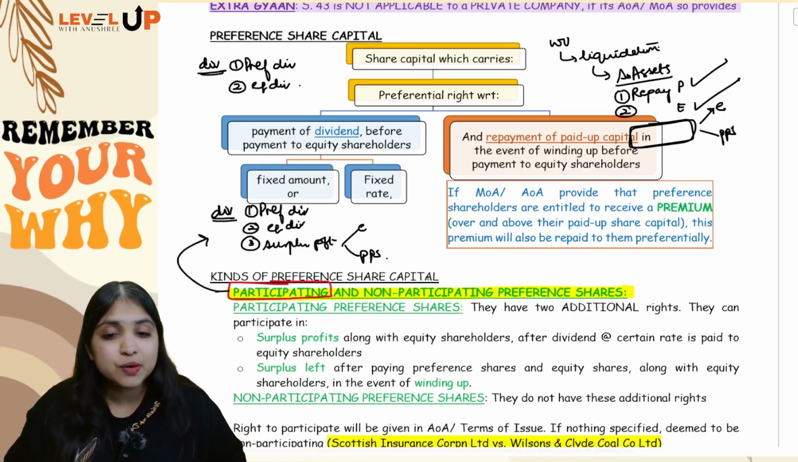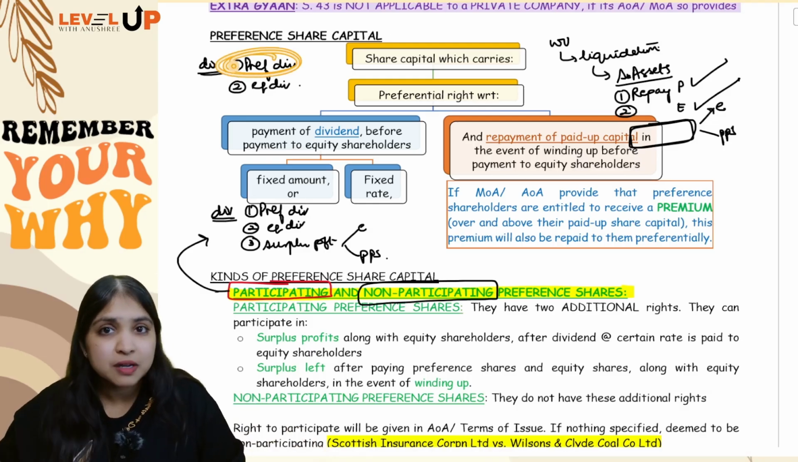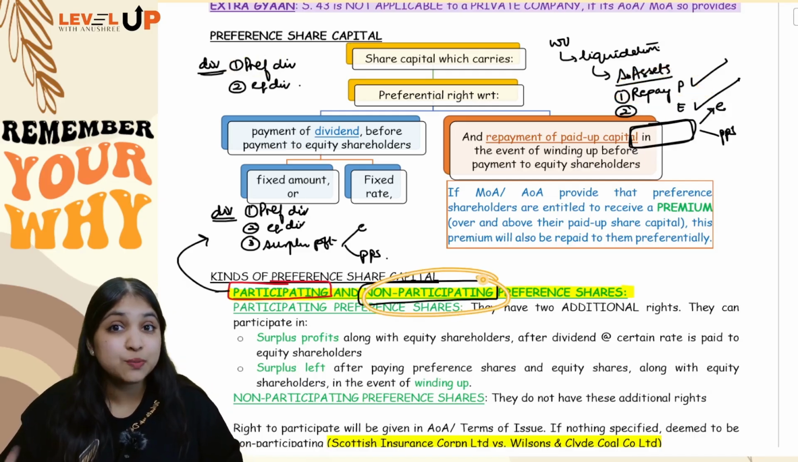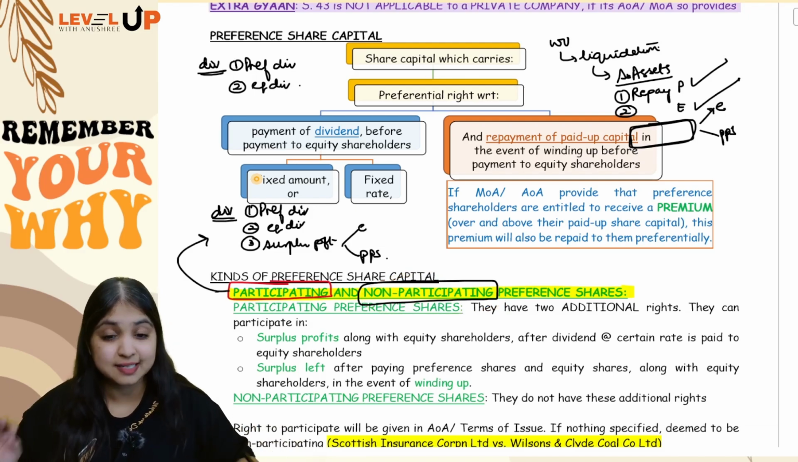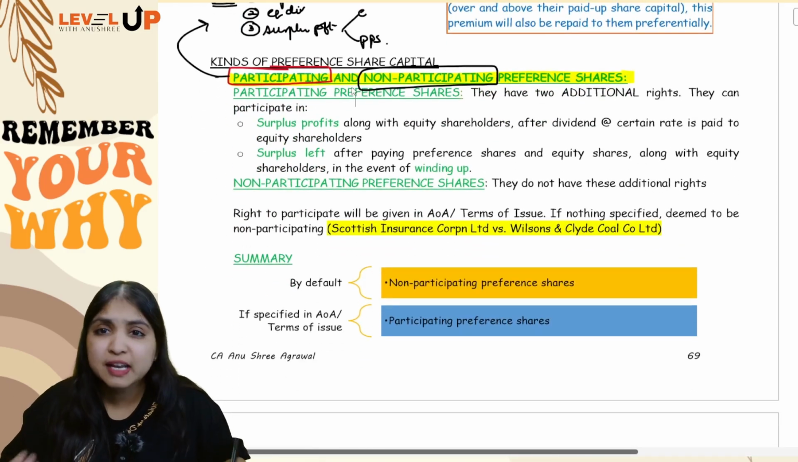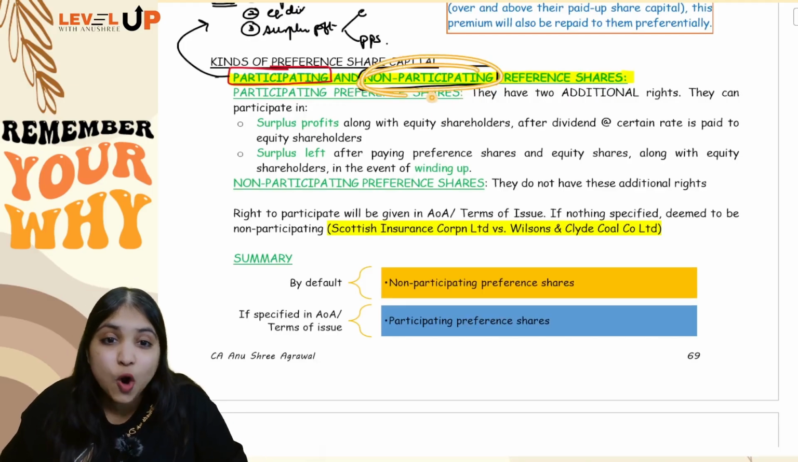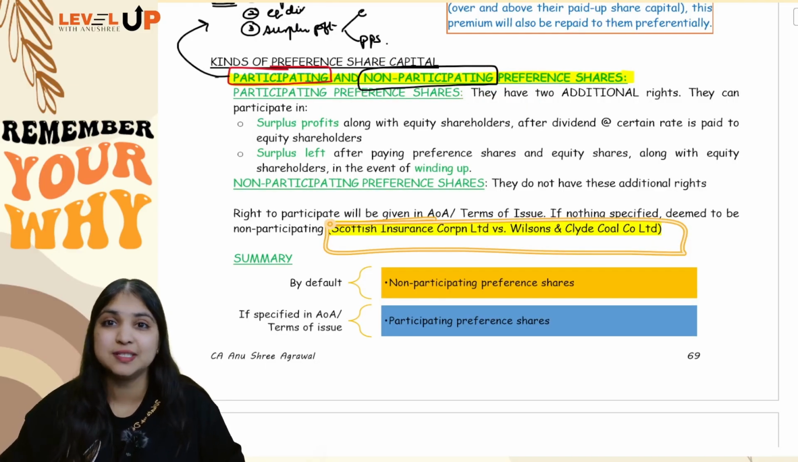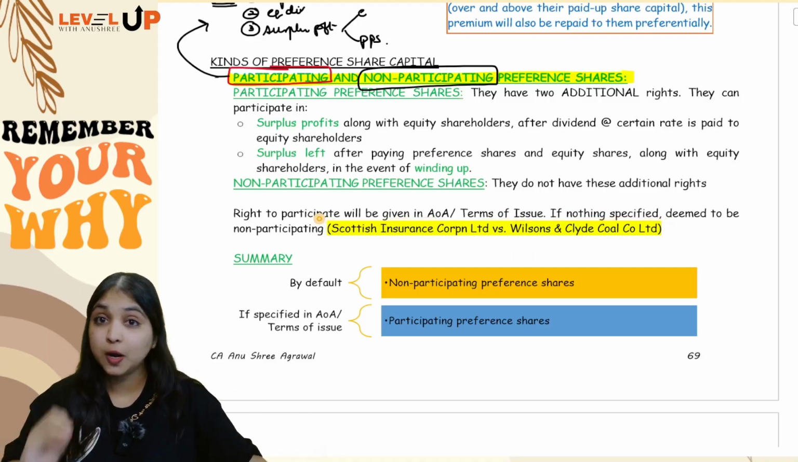Okay, but however, what about non-participating preference shares, guys? They will not have the extra right, which means they just have to be satisfied with their preference dividend and with repayment of preference capital. Non-participating preference shares will not participate with the equity shareholders in the extra profits and extra assets. Okay, but what if nothing is mentioned? If nothing is mentioned, by default all preference shares are non-participating preference shares. This was held in the case of Scottish Insurance Corporation Limited versus Wilsons and Clyde Coal Company Limited, that by default preference shares are always non-participating only.